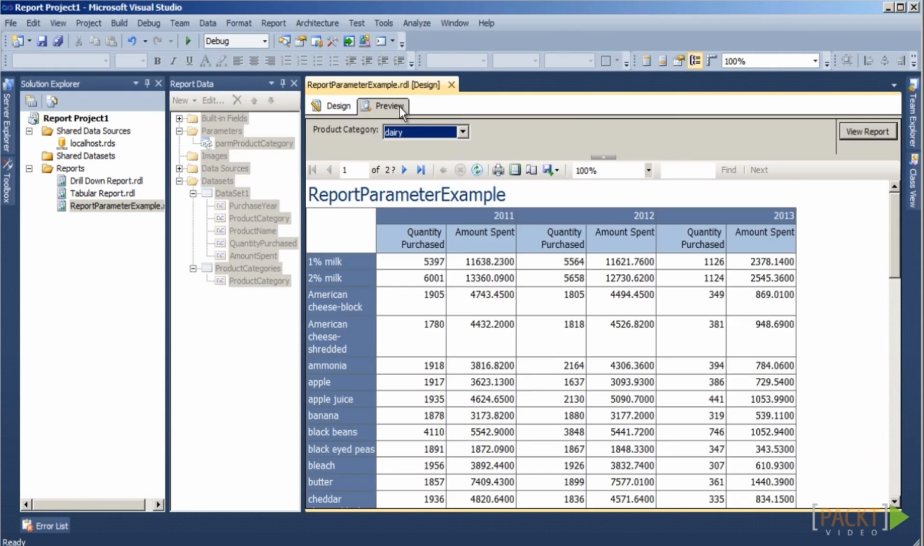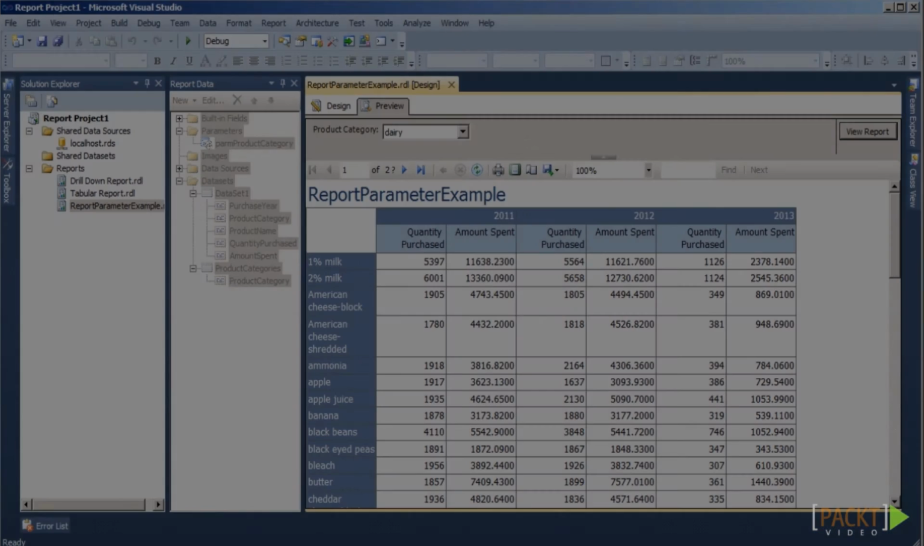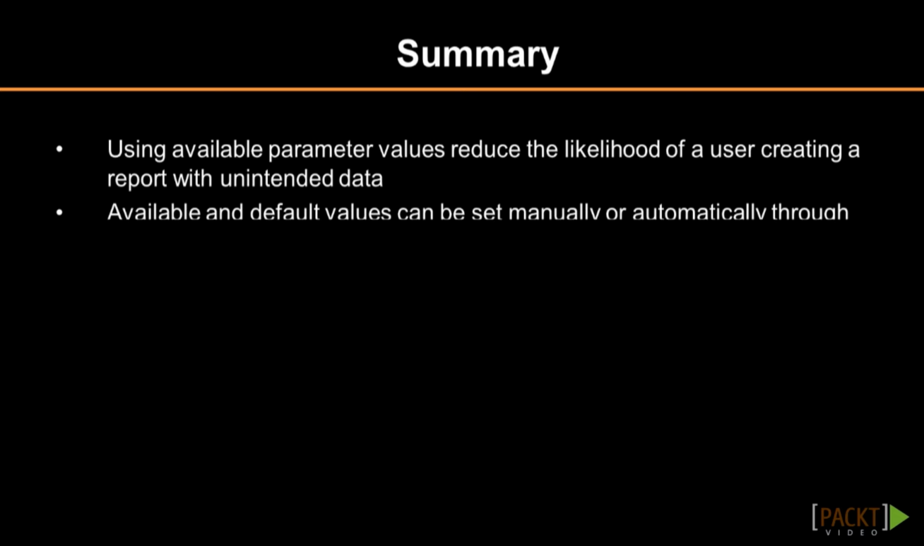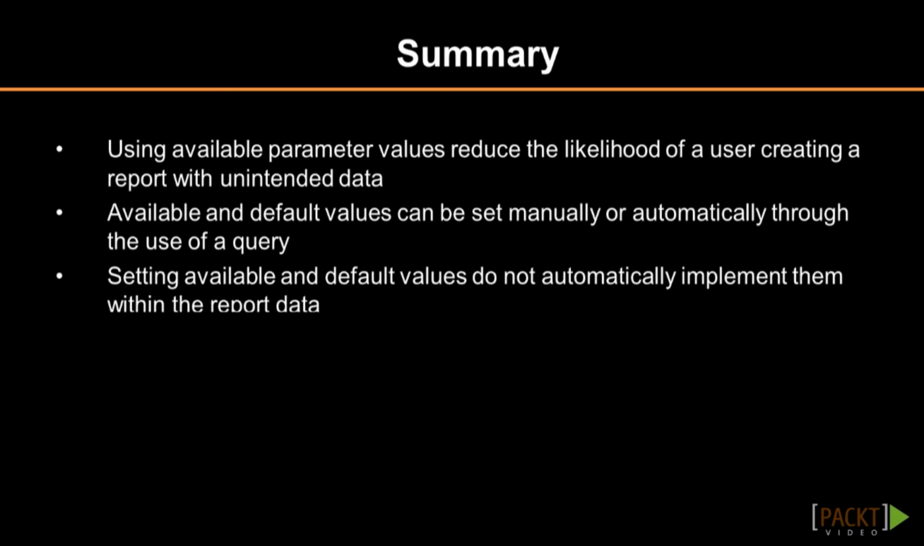Let's click on Preview. Notice how the default value is populated in the drop-down box, and the report displays automatically without pressing View Report. In the next video, we will use the parameter value to filter the data displayed on the screen. To summarize, setting available parameter values and default values reduce the probability that a report user has unintended data in their report. The available and default values can be set automatically through the use of a query or by manual entry. We need to remember that setting available and default values do not automatically implement them within the report.